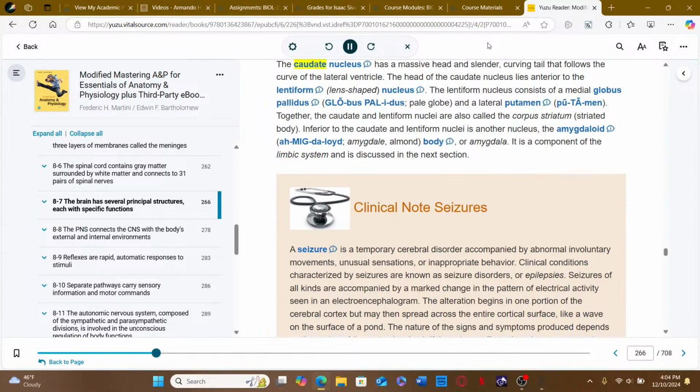The caudate nucleus has a massive head and slender, curving tail that follows the curve of the lateral ventricle. The head of the caudate nucleus lies anterior to the lentiform (lens-shaped) nucleus. The lentiform nucleus consists of a medial globus pallidus (pale globe) and a lateral putamen. Together, the caudate and lentiform nuclei are also called the corpus striatum (striated body). Inferior to the caudate and lentiform nuclei is another nucleus, the amygdaloid (almond) body, or amygdala. It is a component of the limbic system and is discussed in the next section.